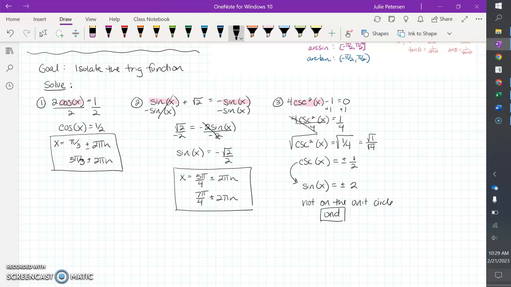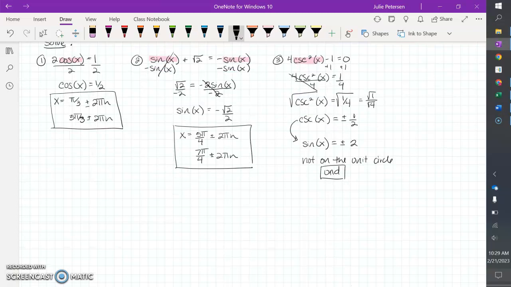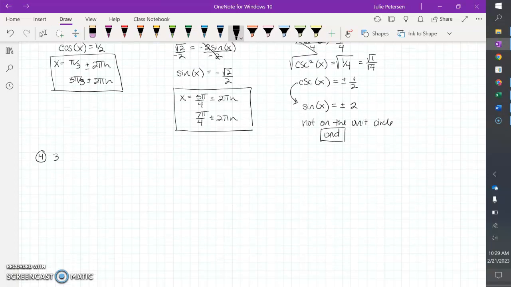Okay, let's try one more and see how we do. All right, so for this one, we're going to work finally with tangent. 3 times tangent squared of x minus 3 equals 0. So go ahead and identify what it is we're trying to isolate. So there it is, tangent squared of x. And let's do our algebra.